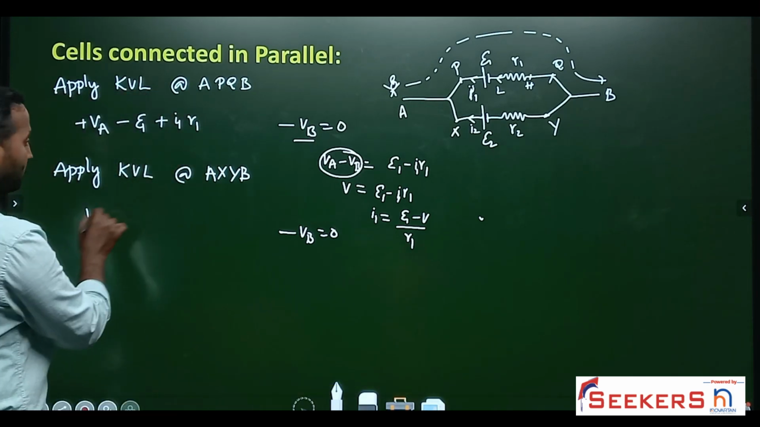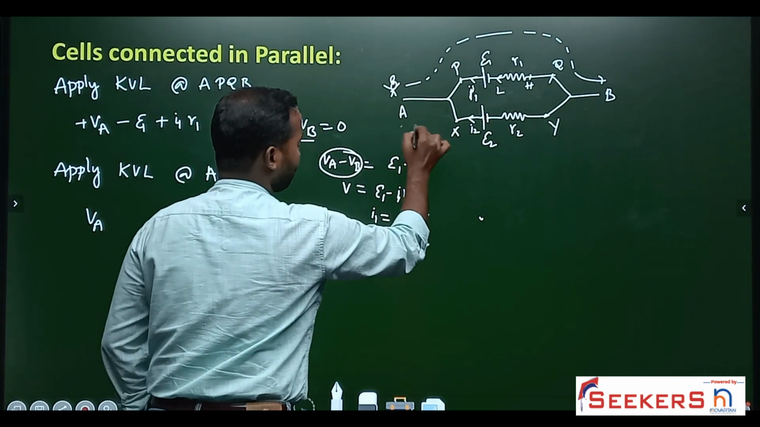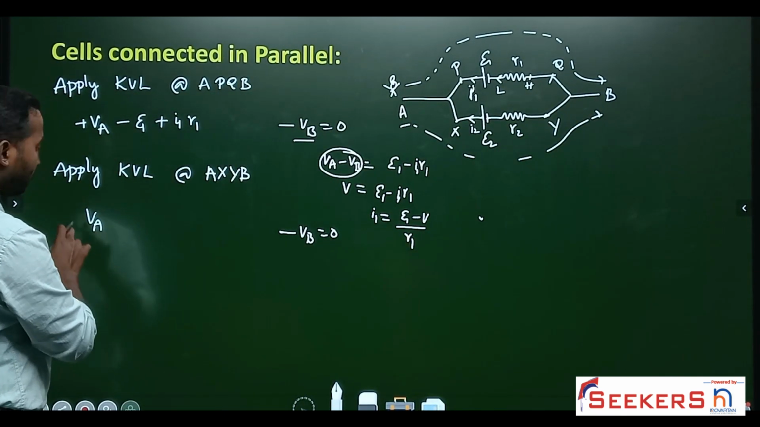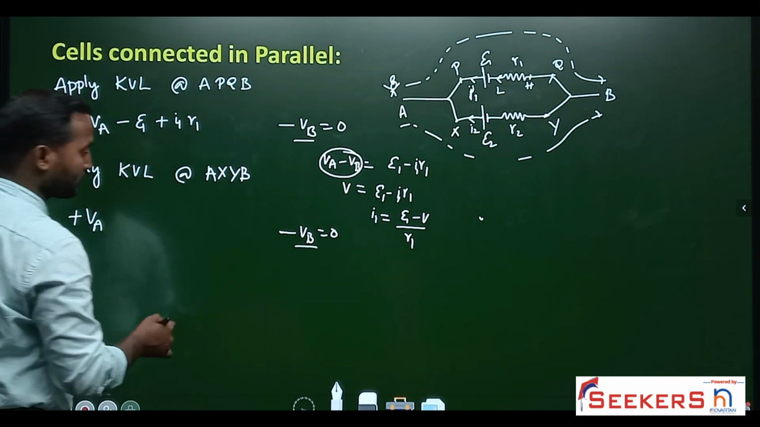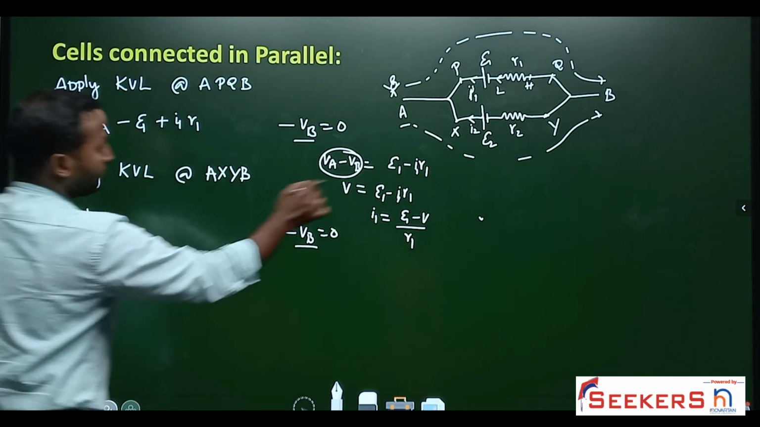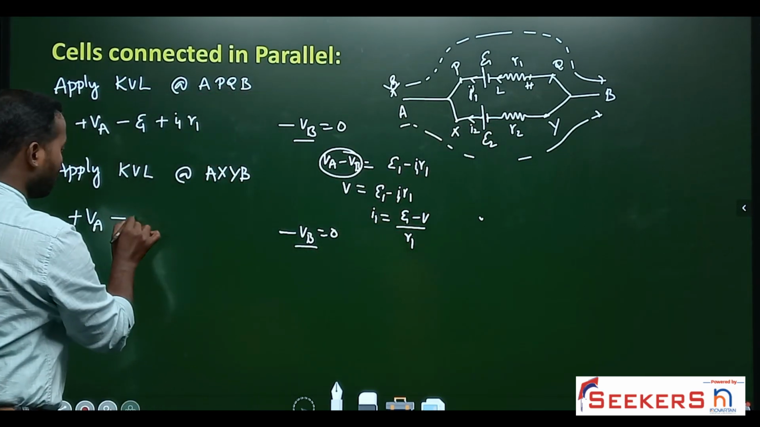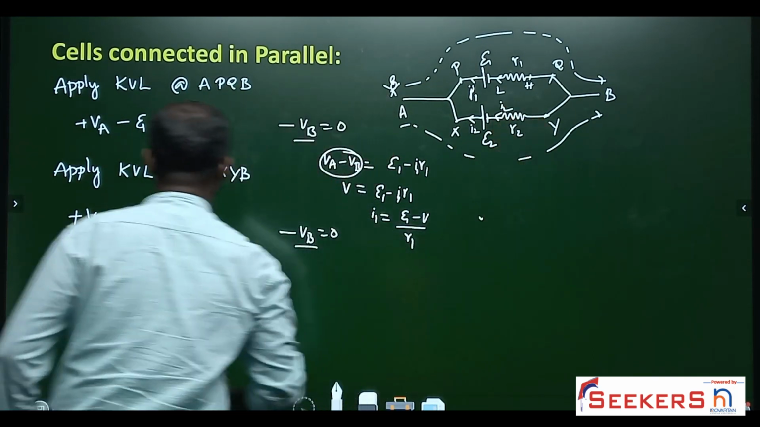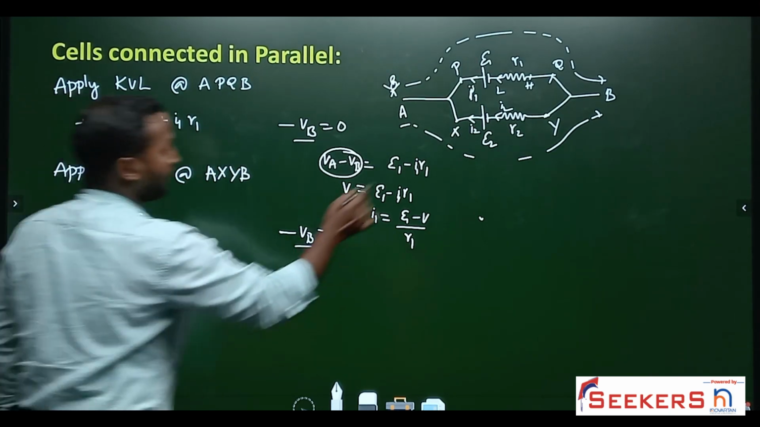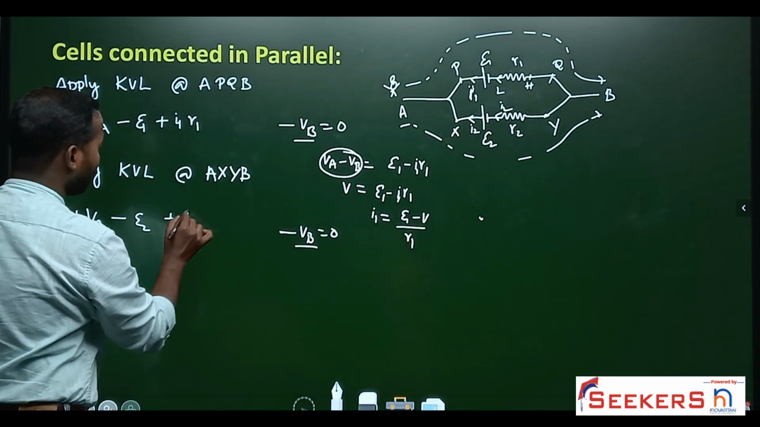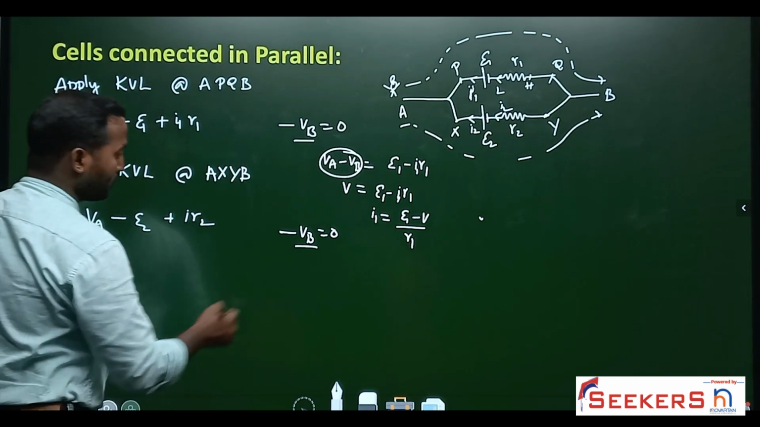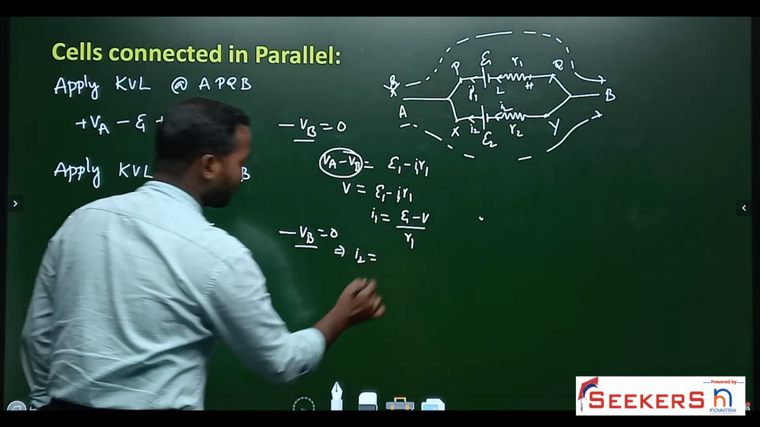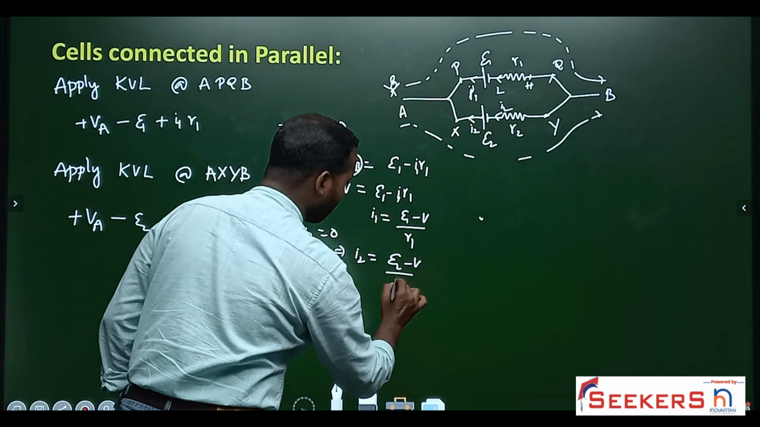Similarly, if I apply the KVL at A, X, Y, B, then I get VA, since it is a starting point positive, termination point is minus. So now I am going from high to low, so potential E is dropped. Now here current is going like this, that is I2. So you are going from low to high again, so potential is gained, IR2 minus VB is equal to 0. So if I apply the same thing again, I can similarly prove I2 is equal to (E2 minus V) by R2.